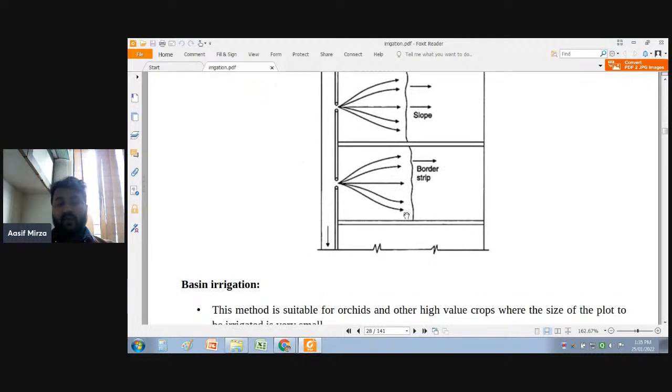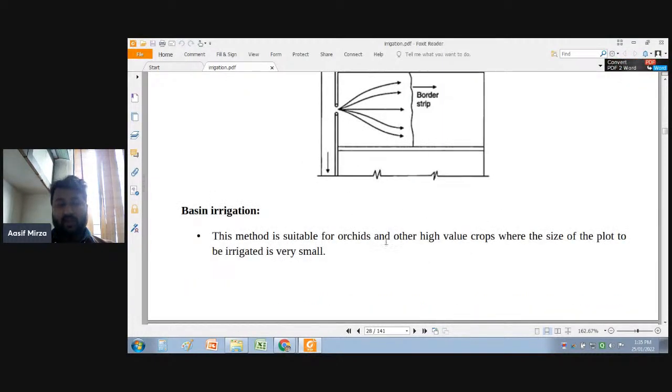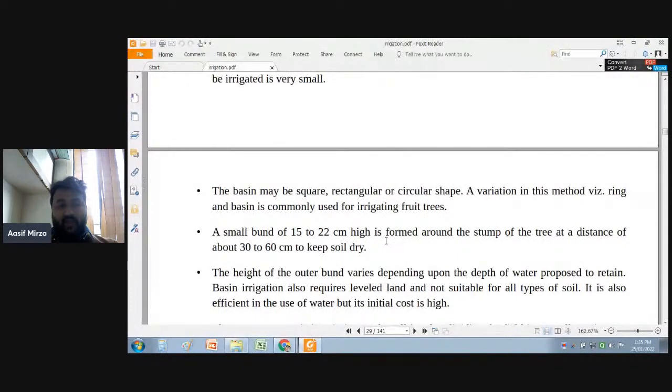Okay, now moving toward basin irrigation. This method is suitable for orchards and other high value crops where the size of the plot to be irrigated is small. The basin may be square, rectangular, or circular. A variation of this method, the ring basin, is commonly used for irrigating fruit trees. A small bund 15 to 22 centimeters high is formed around the stump of the tree at a distance of about 30 to 60 centimeters to keep the soil dry. The height of the outer bund varies depending upon the depth of water proposed to be retained.